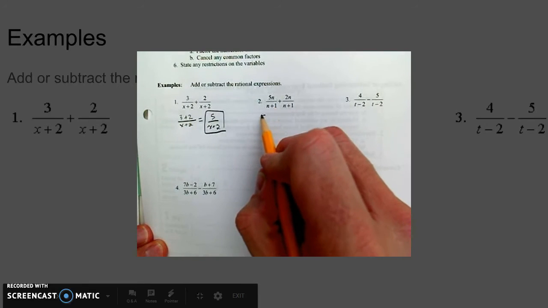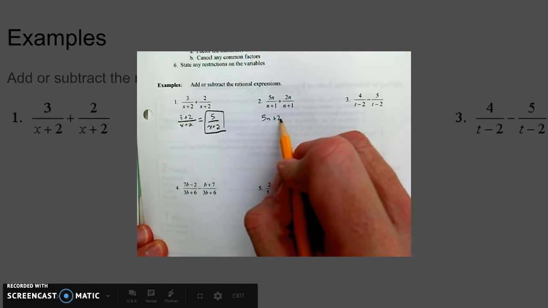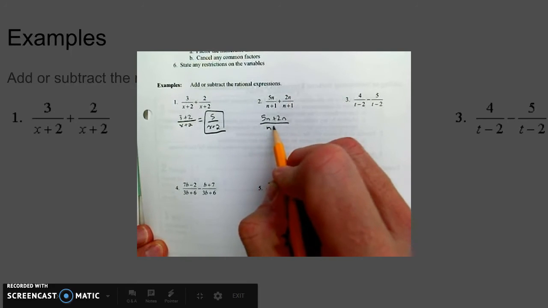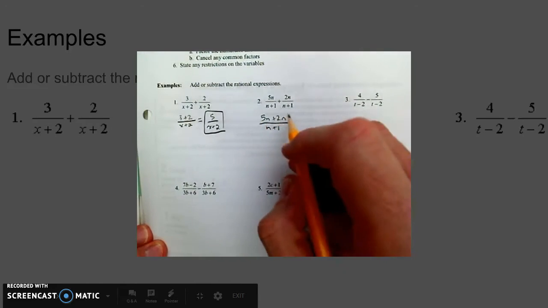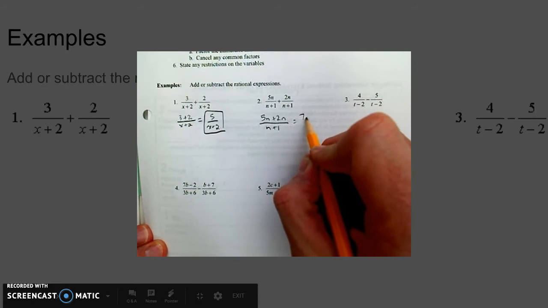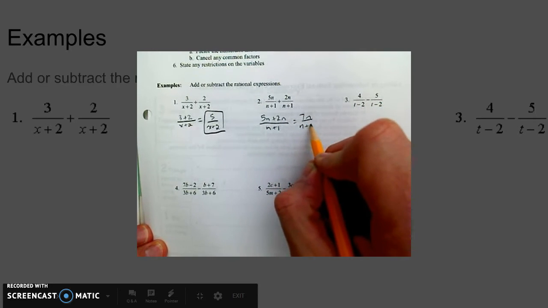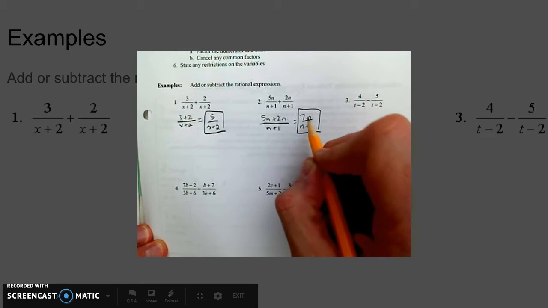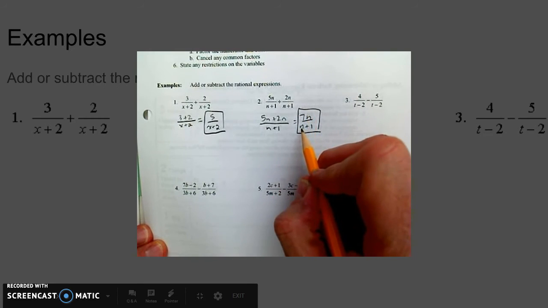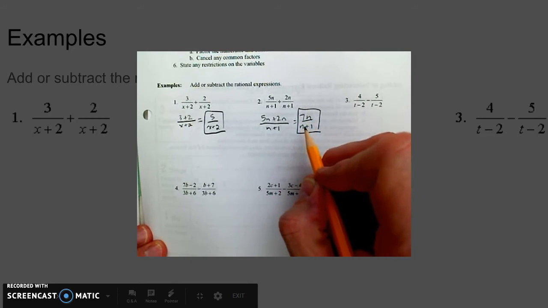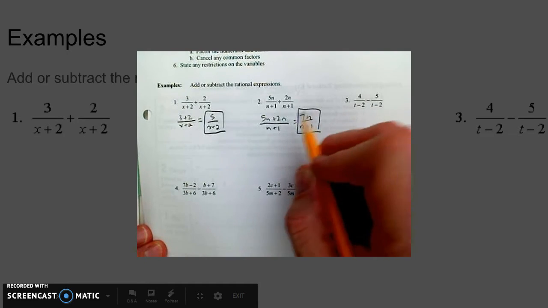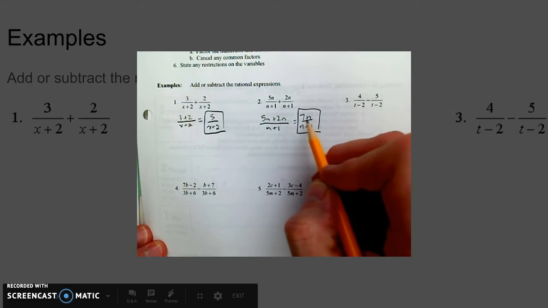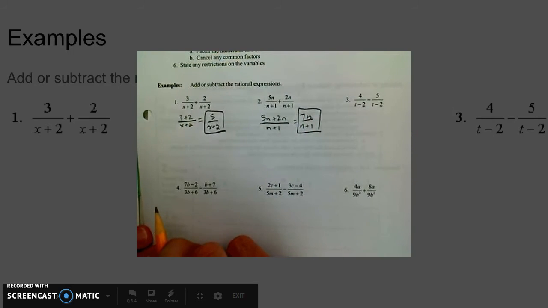Another example, 5n plus 2n over n plus 1. Okay, so now I'm combining like terms. Right? It's the distributive property, 5 plus 2 times n, that's 7n over n plus 1. Remember from yesterday that I can't take this n that's in a term and try and cancel it with an n that's a factor on the other side of the fraction bar. This is as simple as this one can get.